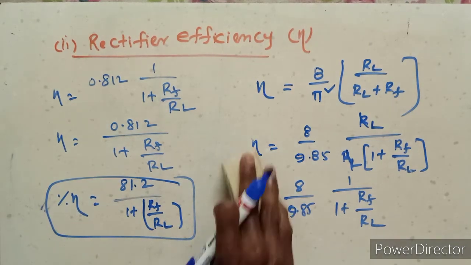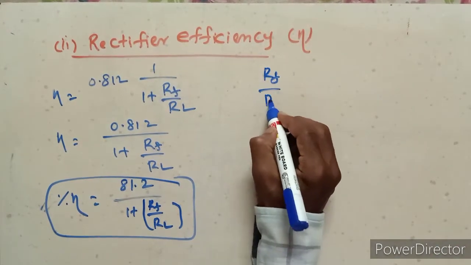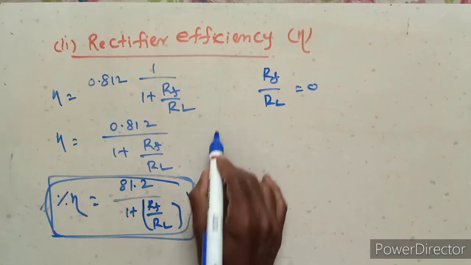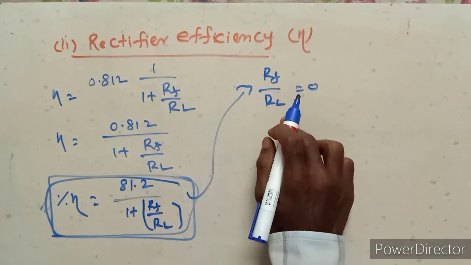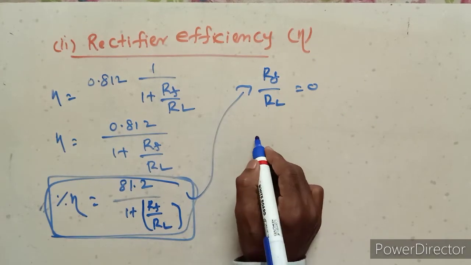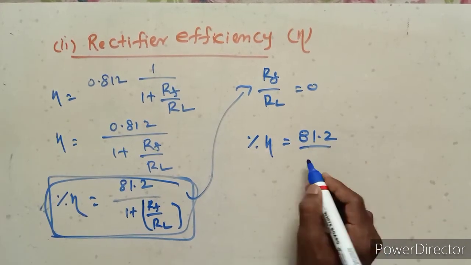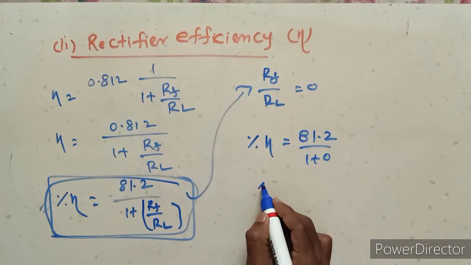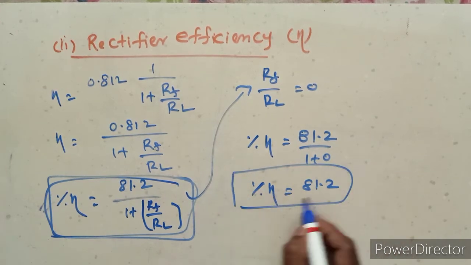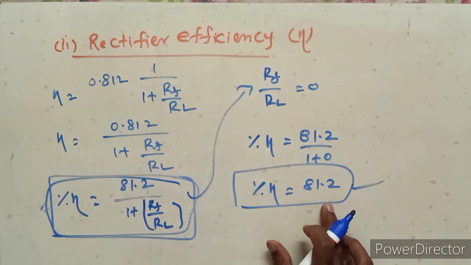This is the maximum value when RF upon RL equals 0. So when RF upon RL is 0, the percentage of eta equals 81.2 upon 1 plus 0, which is 81.2. This is the rectifier efficiency.